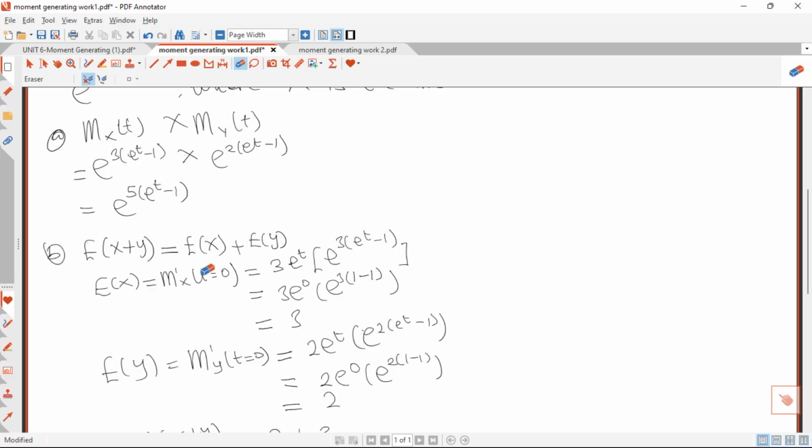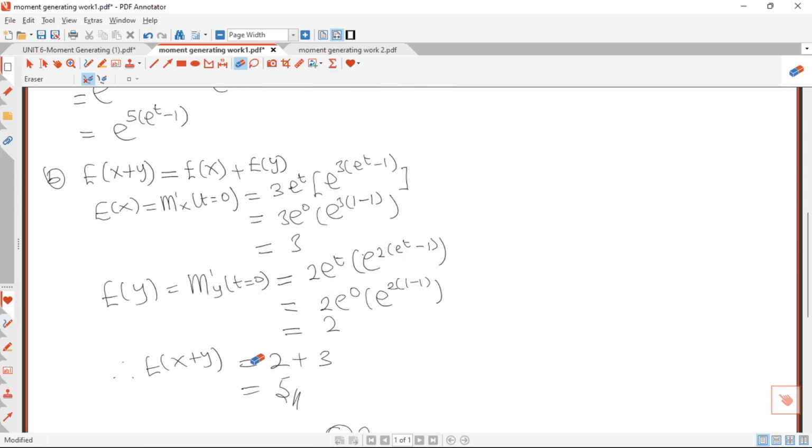And then after taking the derivative, we are going to put t is equal to 0 to get what? The expectation of x, right? And then for the expectation of y, we are also going to find the first derivative of the moment generating function for y, and then put t is equal to 0 to get the expectation of y. Once we get the expectation for y and x, we just add them, right?